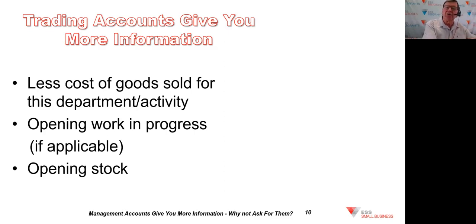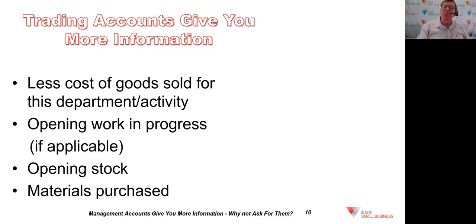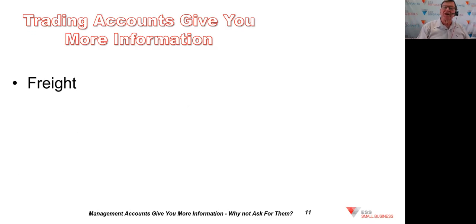The stock may all be in the warehouse and you just draw enough for your current usage in a store or a department. And then what materials were purchased during the month that you're going to be utilizing? What was the freight in particular, because it's all part of developing the cost structure.